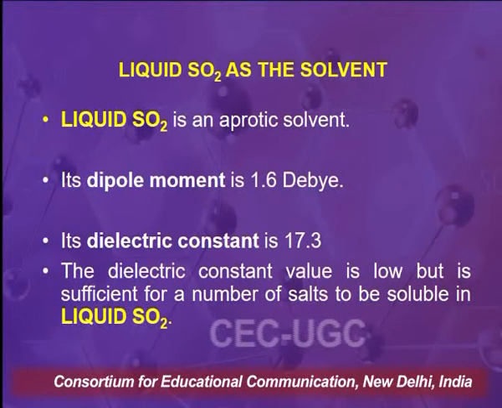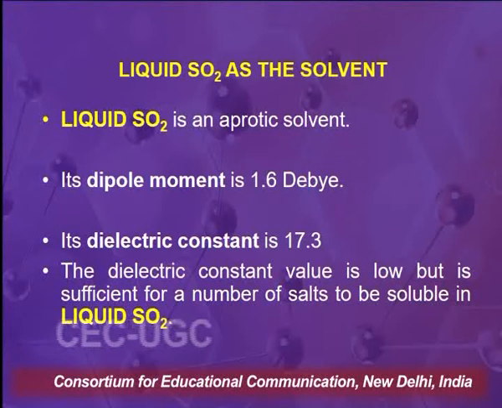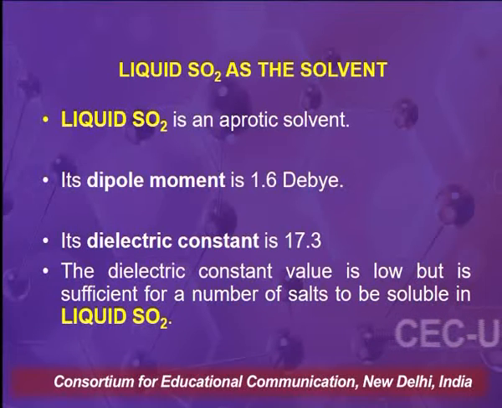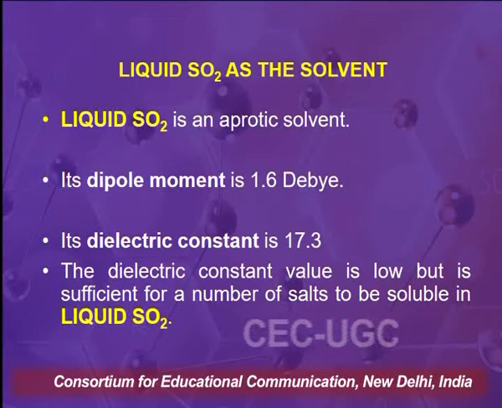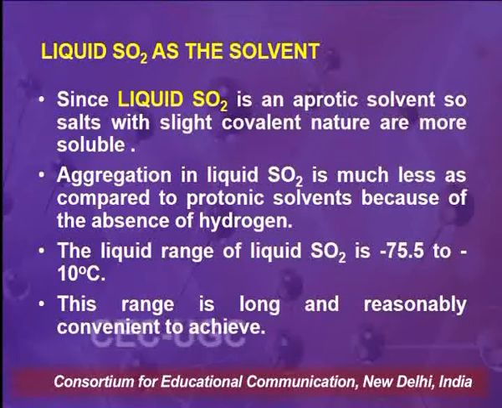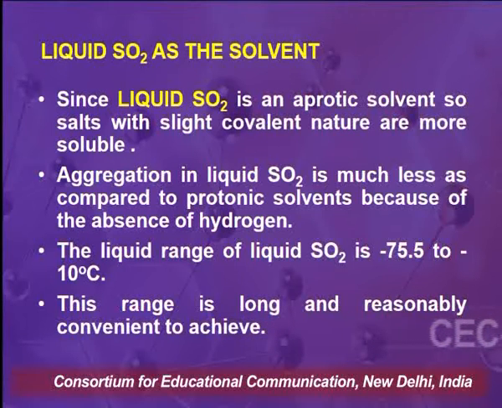Moving on to our next important non-aqueous solvent, which is liquid sulfur dioxide. Liquid sulfur dioxide is an aprotic solvent since it does not have a proton. Its dipole moment is 1.6 D. Its dielectric constant is 17.3. The dielectric constant value is low but is sufficient for a number of salts to be soluble in liquid sulfur dioxide. Since liquid sulfur dioxide is an aprotic solvent, salts with slight covalent nature are more soluble.